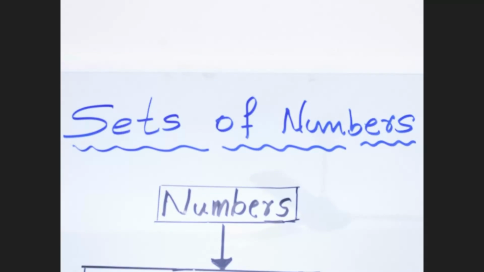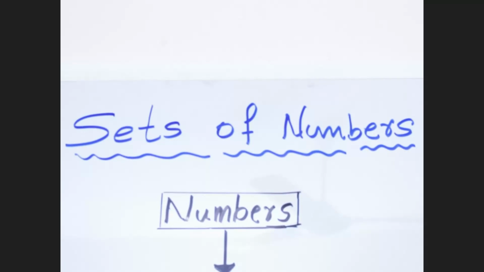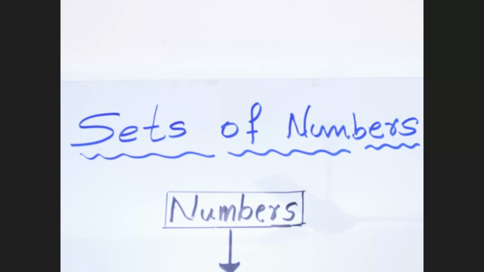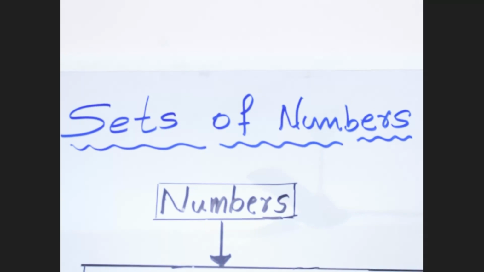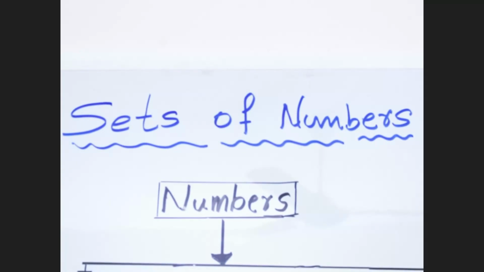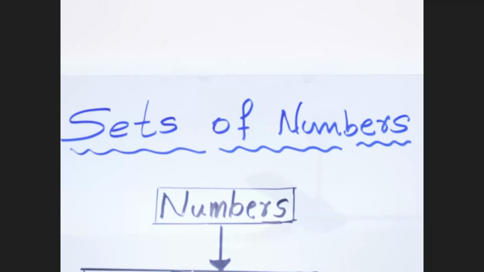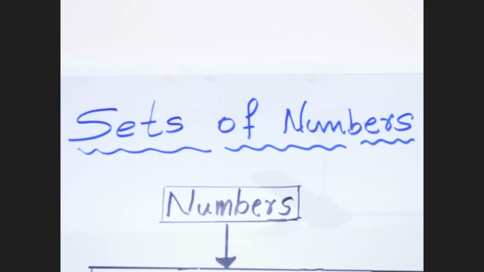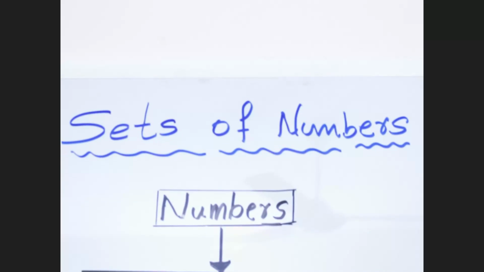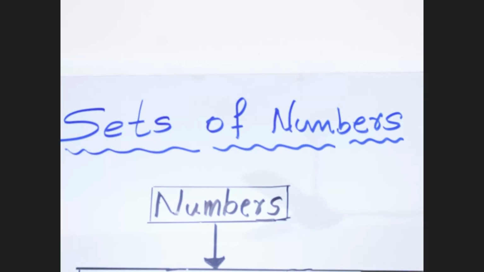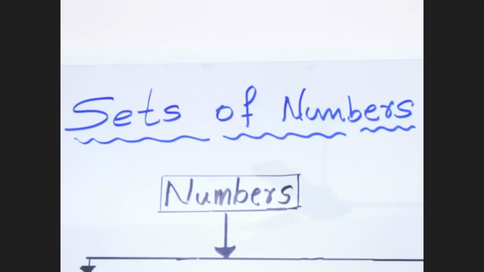Hi friends, today we will discuss something about the number system. In mathematics, we are using different sets of numbers. The total number system can be divided into some sets and subsets. Here I am discussing the theory part with an example of the number system.